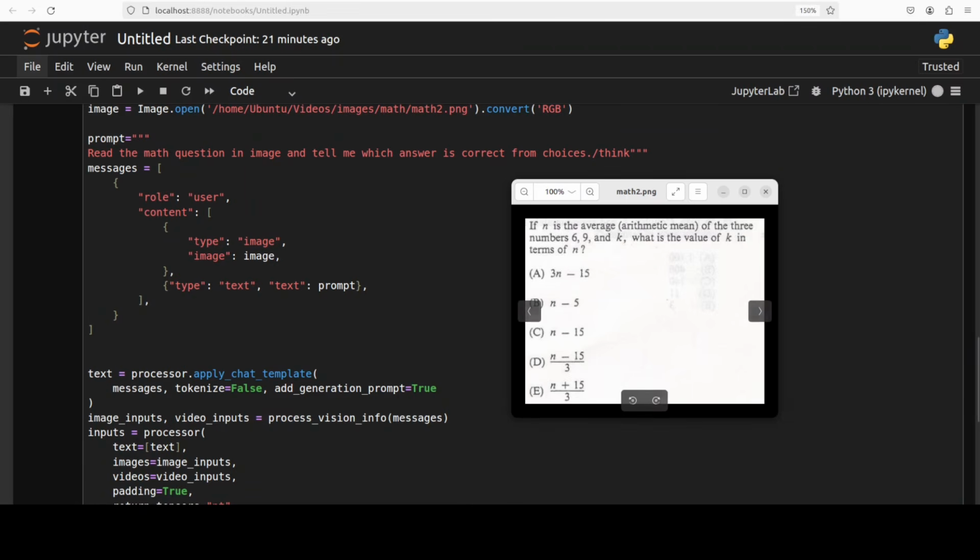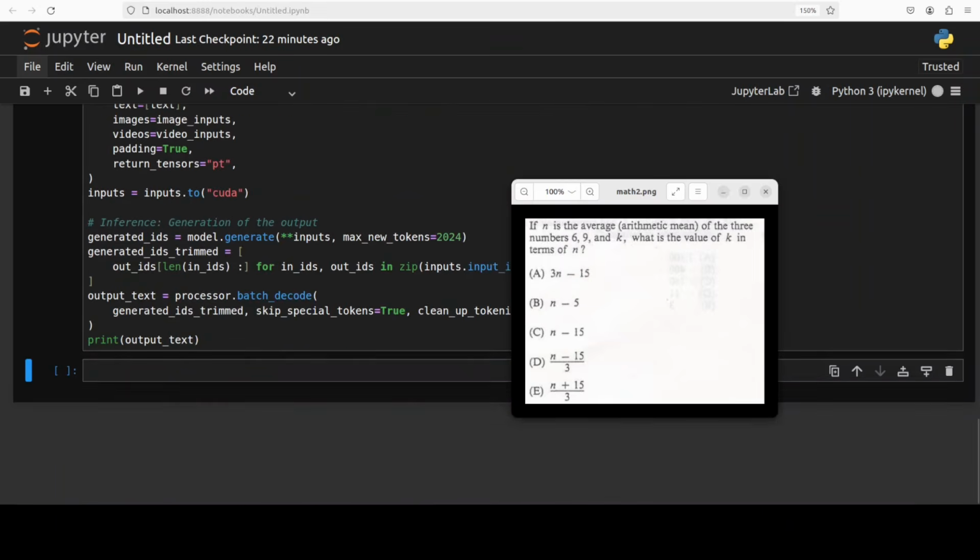And in another test, I have given it this multiple choice question, and I'm asking it to read this math question and tell me which answer is correct from the choices. And because it's a math one, I am doing it in the thinking mode.